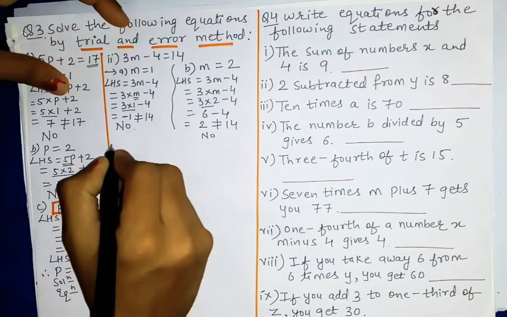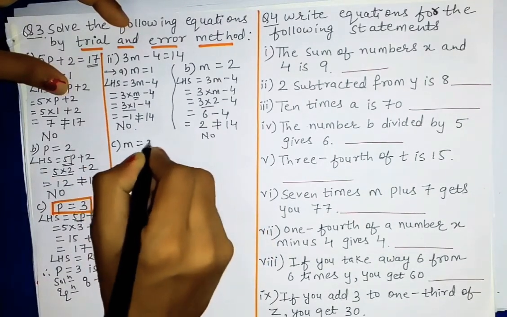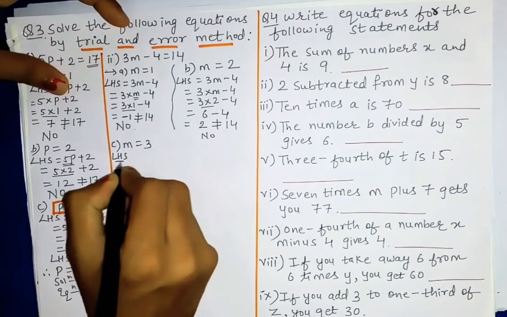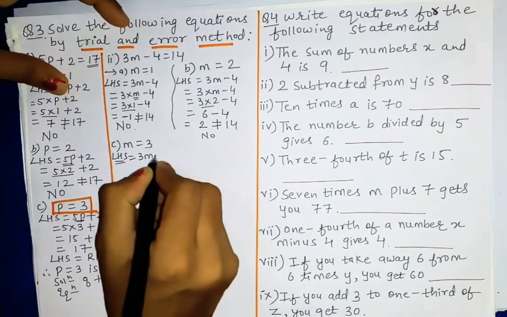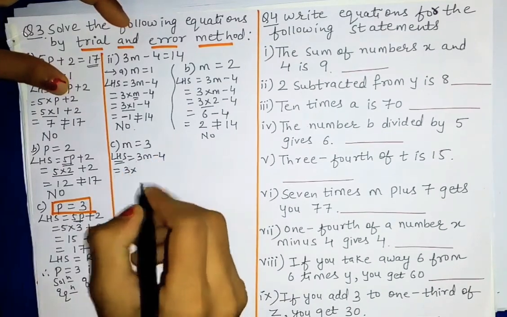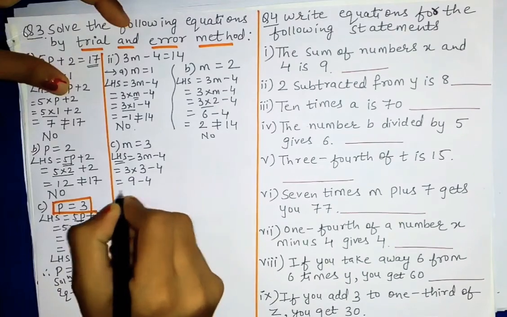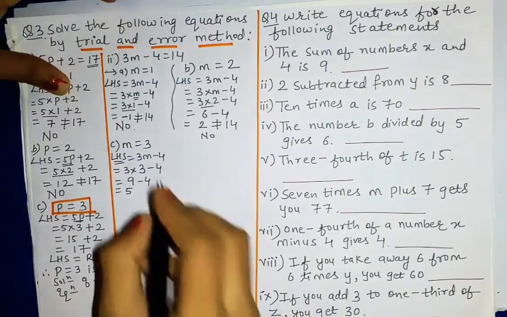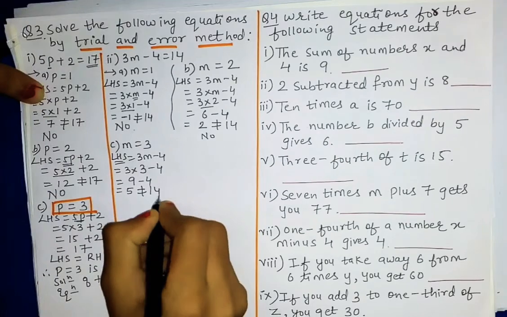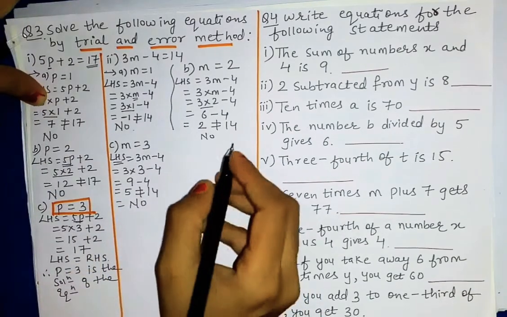Now I will try with the third value. So now I am taking m equal to 3. Again LHS part I will write 3m minus 4. So 3 into m. Now m is 3. So 3 into 3 minus 4. So 3 threes are 9 minus 4. 9 minus 4 is 5. Again 5 is not equal to 14. So this is also not the correct value.